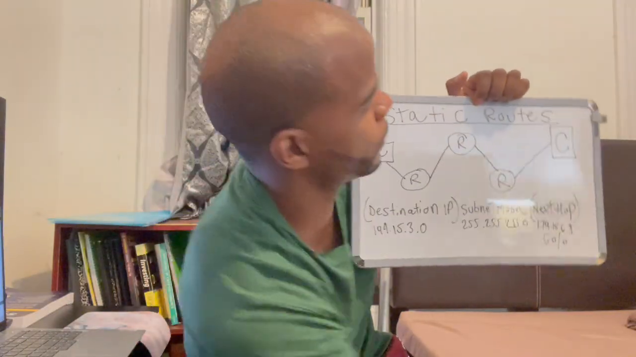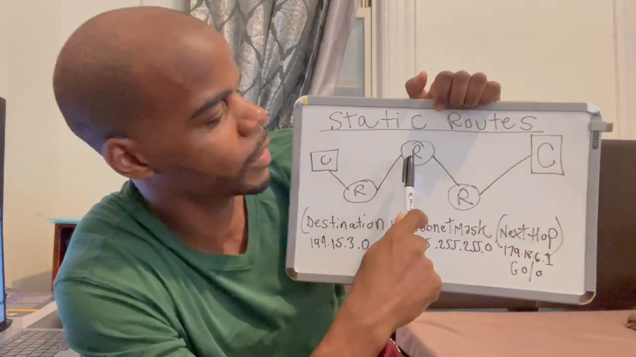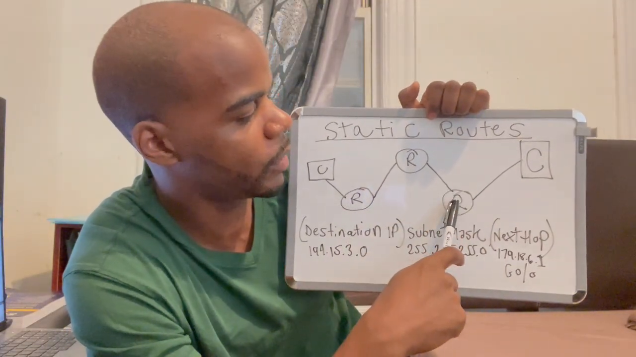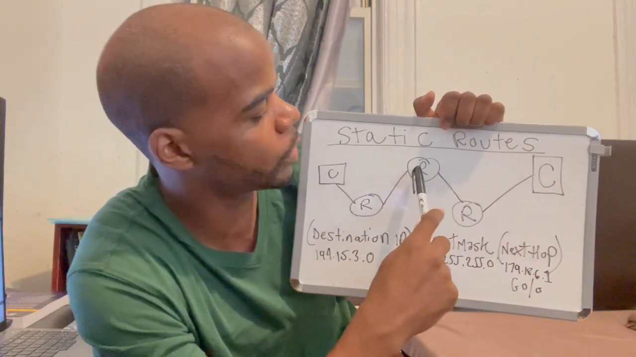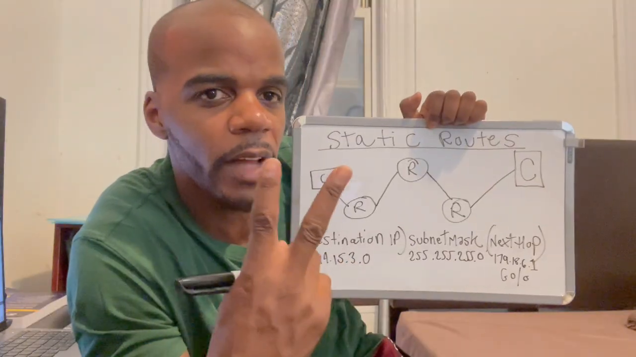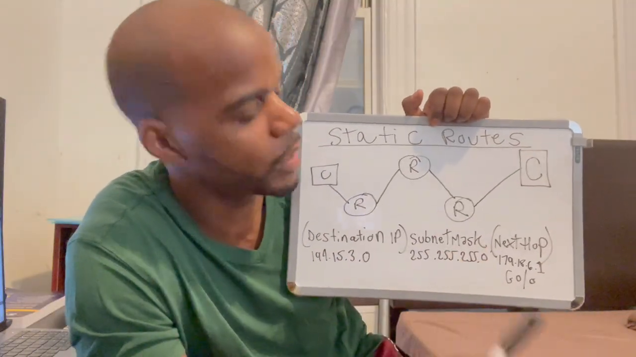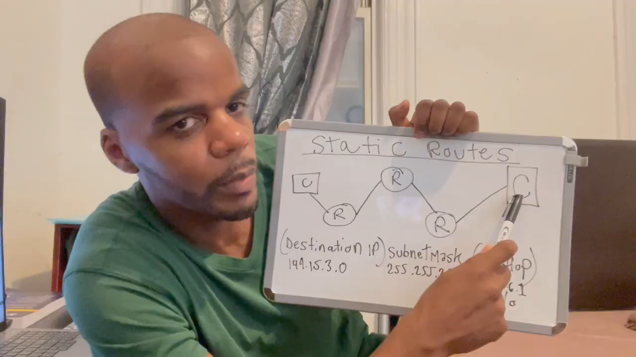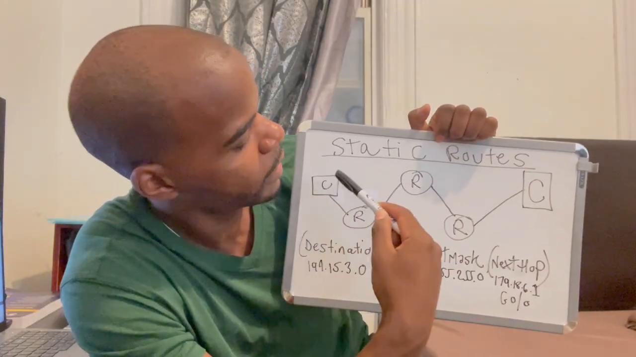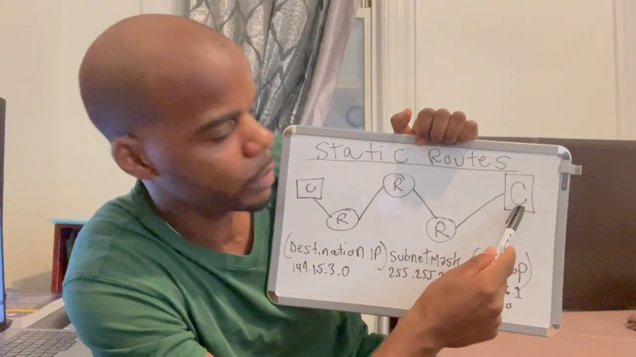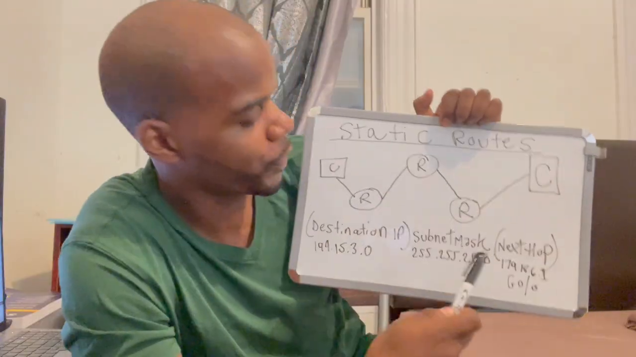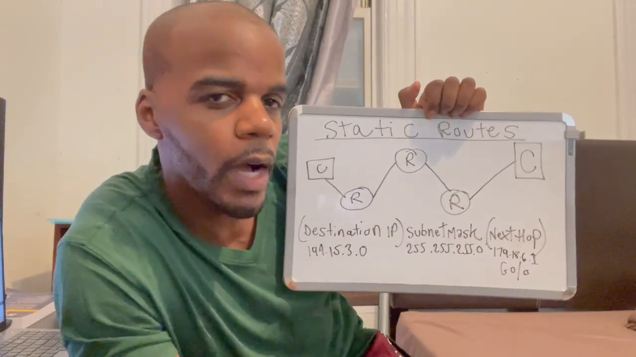So this router is going to create a path to this router, and this router is going to create a path to this router, but it's going to also create a path to this router too. So why does it need two paths? It needs two paths because when this computer talks to this computer, information is going to be sent this way. And when this computer wants to talk to this computer, information is going to be sent that way. So this is a quick example of how you create a static route.